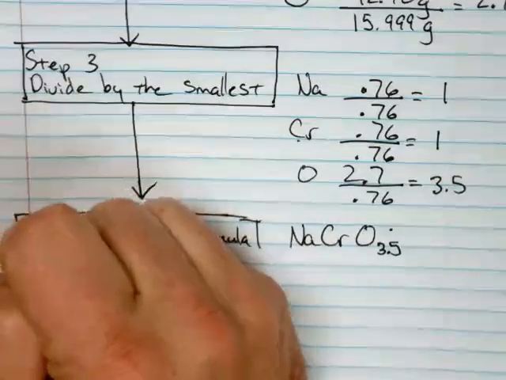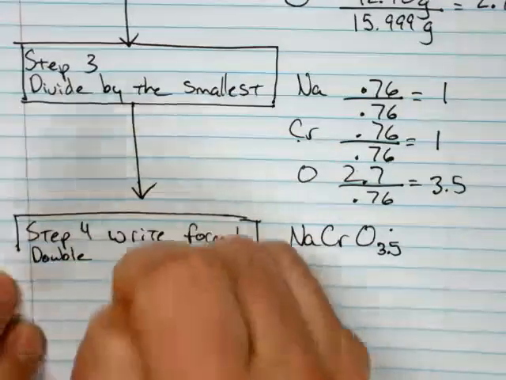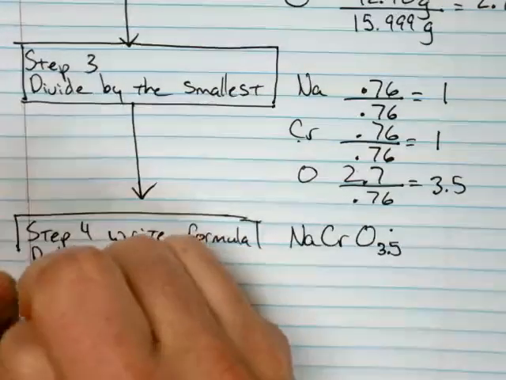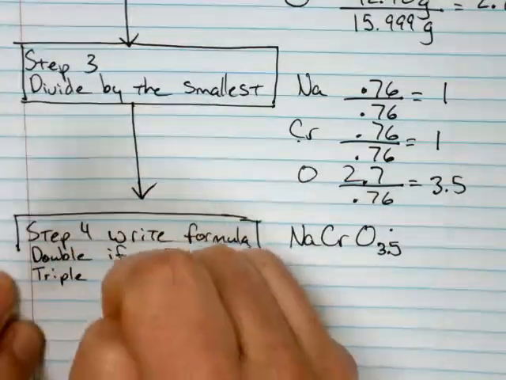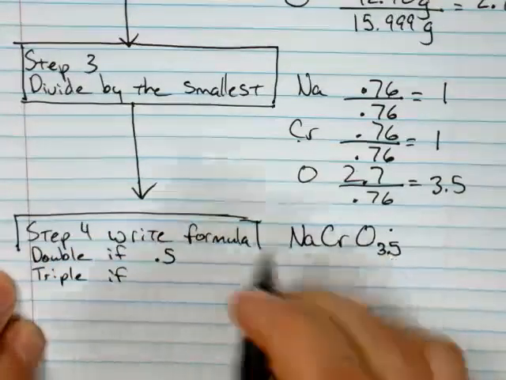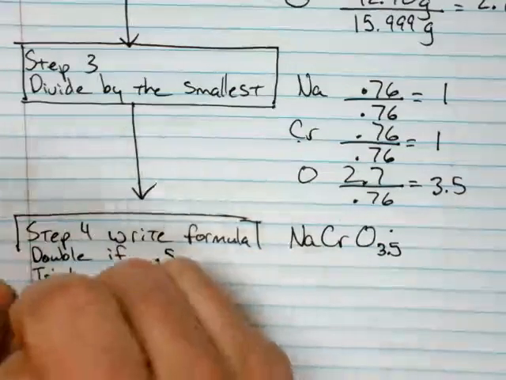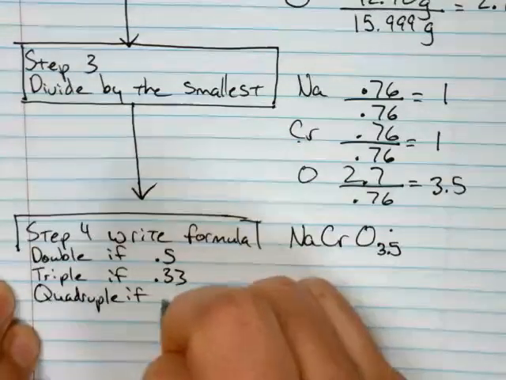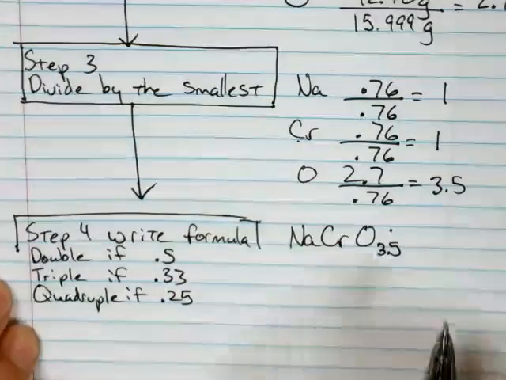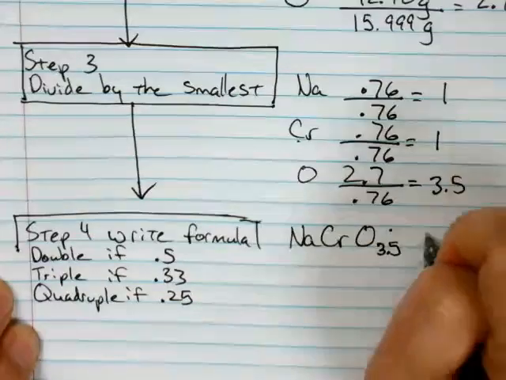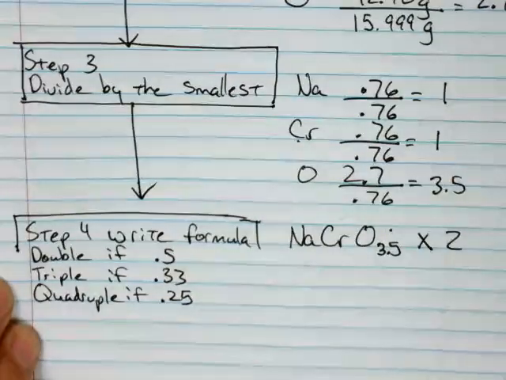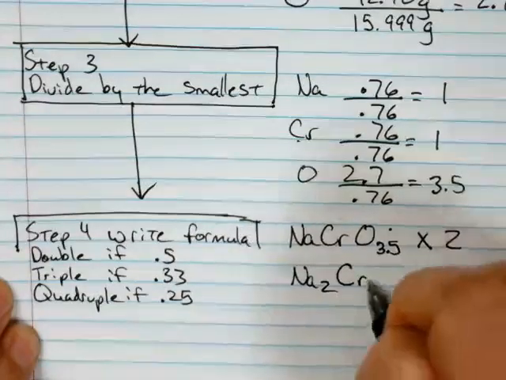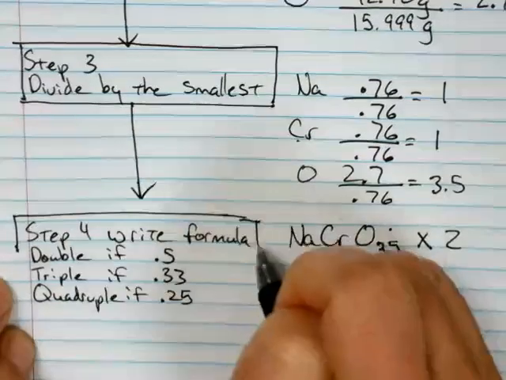So you want to double it if one of those ends with 0.5. Triple it if your decimal is 0.33. Quadruple it if it ends with 0.25. So since this ends with 0.5, we're going to multiply the whole thing by 2, and that gives us Na2Cr2O7.